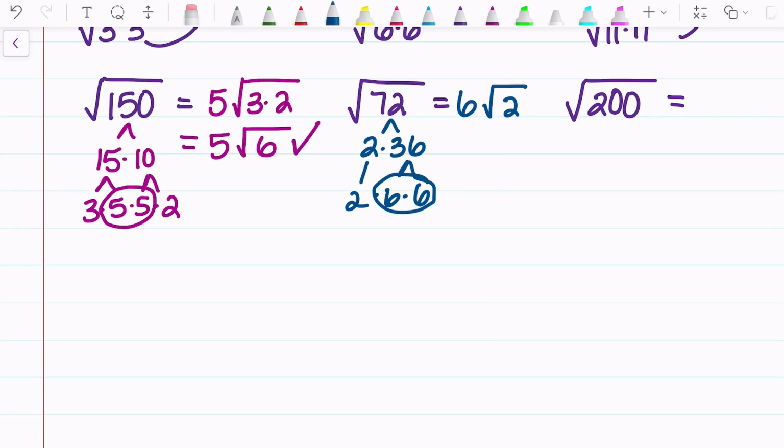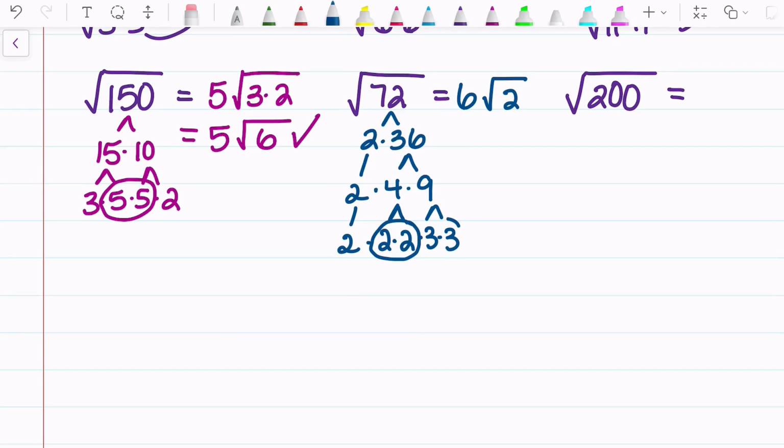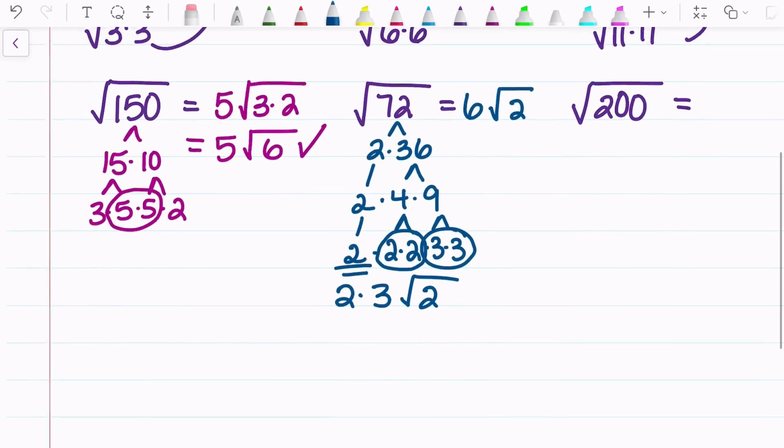Now I'm going to show you what would have happened had I maybe broken it down a different way and didn't notice that. So let's say I looked at 36 and I was like, okay, well that's 4 times 9. All right, well then bring my 2 down because it's prime. 4 is 2 times 2. 9 is 3 times 3. Now all my numbers are prime. I have a pair of 2s and a pair of 3s. And so I would have a 2 come out, a 3 come out, and then this one that didn't have a pair is left on the inside.